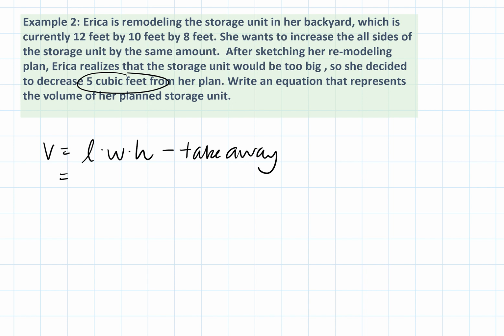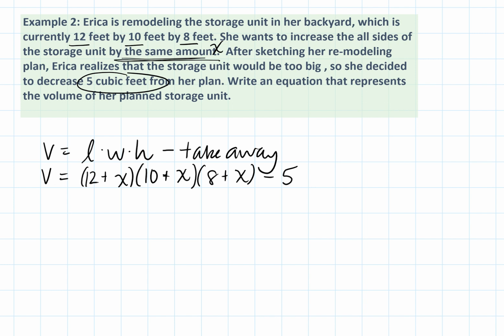Well, her dimensions used to be 12 feet by 10 feet by 8 feet, but she's increasing them by the same amount. We don't know how much she's increasing the length, width, and height by, so we can call that x. So her volume will be whatever the length was, 12, plus some new amount, times the width, maybe that was 10, plus again, the same amount we added to the length, times the height, so that would be 8, again adding the same amount to the height, minus this 5 units that she's taking away.